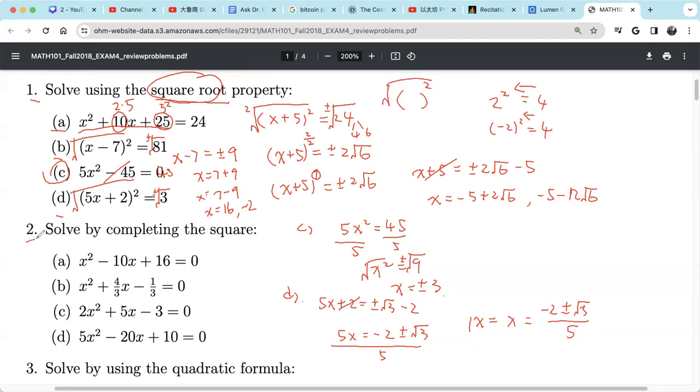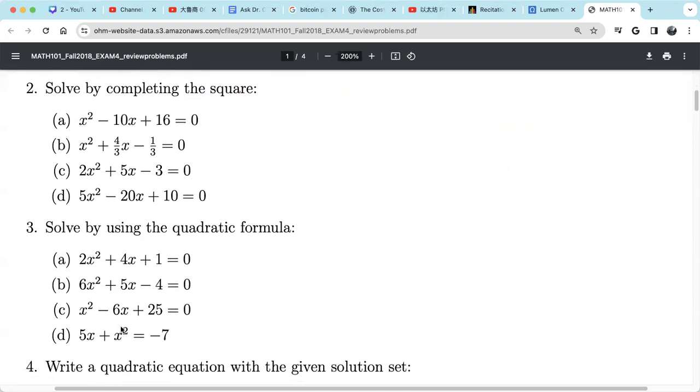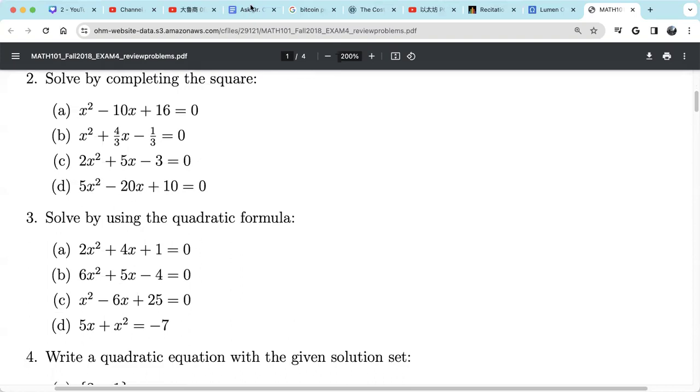Right, now let's see the second type. So we want to complete the square. Let me erase this. Which means we want to write it in the perfect square form. So we need to complete the square and set it equal to something.